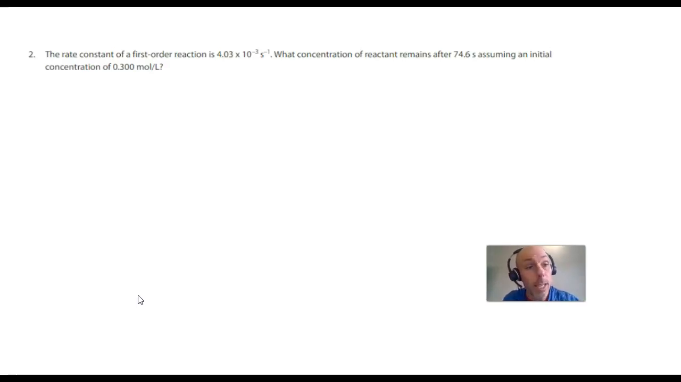So we write out the integrated rate law for a first order reaction. That's going to be natural log. So natural log of, we'll say C, I'll put C in there instead of A in parentheses, equals, remember it's negative kt plus the ln of the initial concentration, C sub 0.